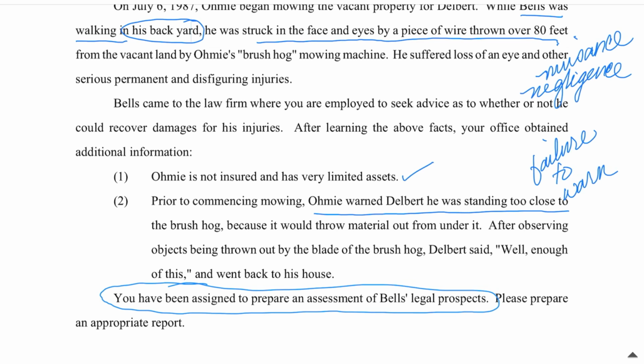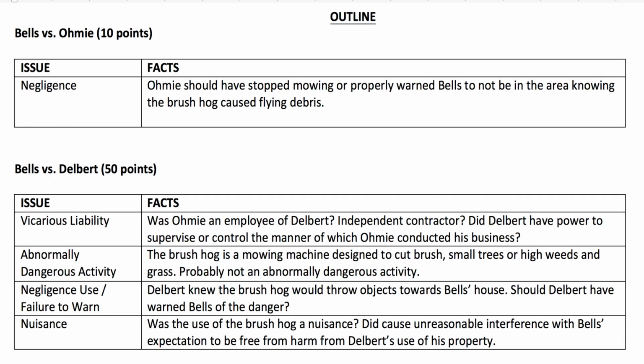So as we're reading the fact pattern, I basically outline what I would be discussing, and my outline would look like this. The Bells versus Omi section is probably about 10 points. 5 points maybe for issue spotting, and then the professor may give 5 points simply for pointing out all the relevant facts in the analysis. This should be an easy 10 points.